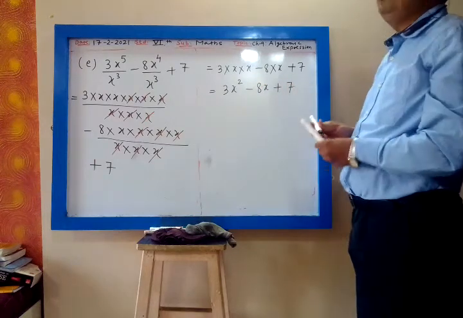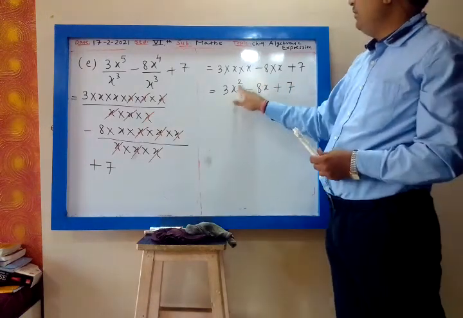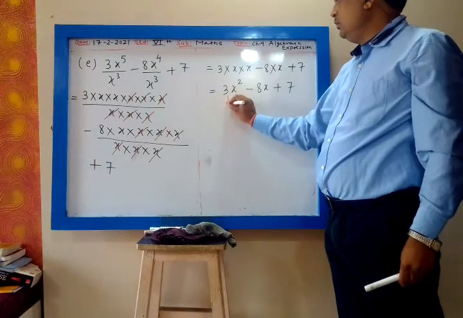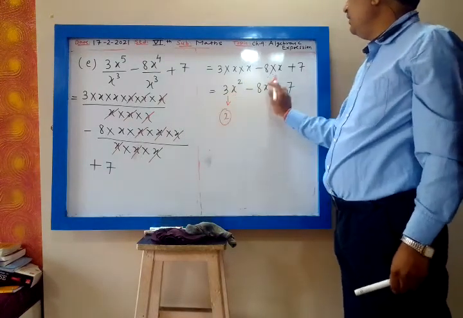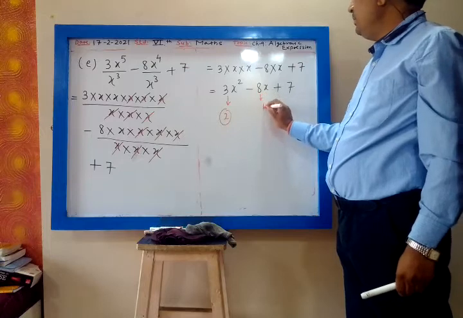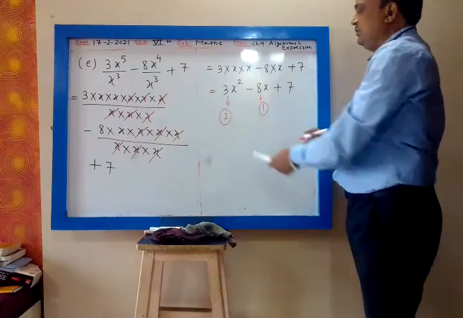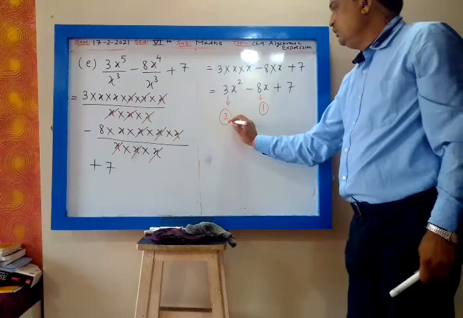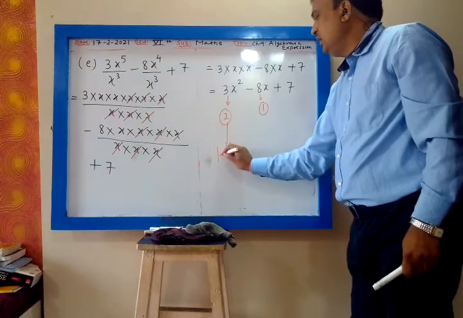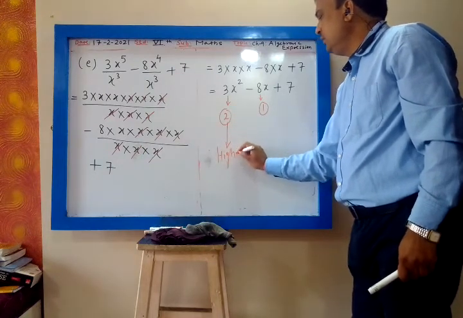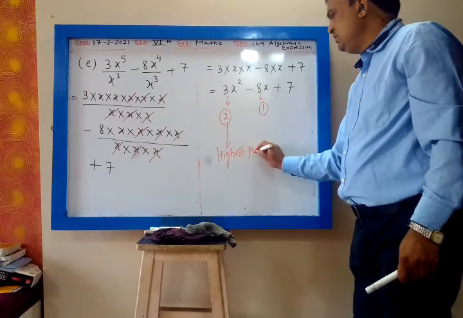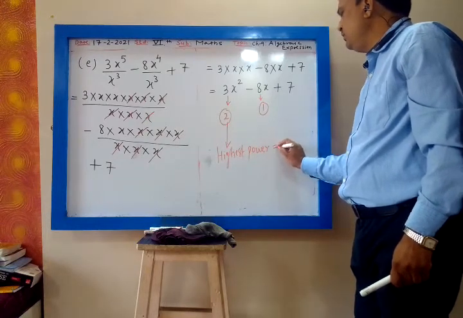After simplifying, now you find the degree. What is the power of x? 2. What is the power of x? 1. Among this 1 and 2, which is the highest? 2 is the highest. Highest power is 2. No, 7 is a constant.